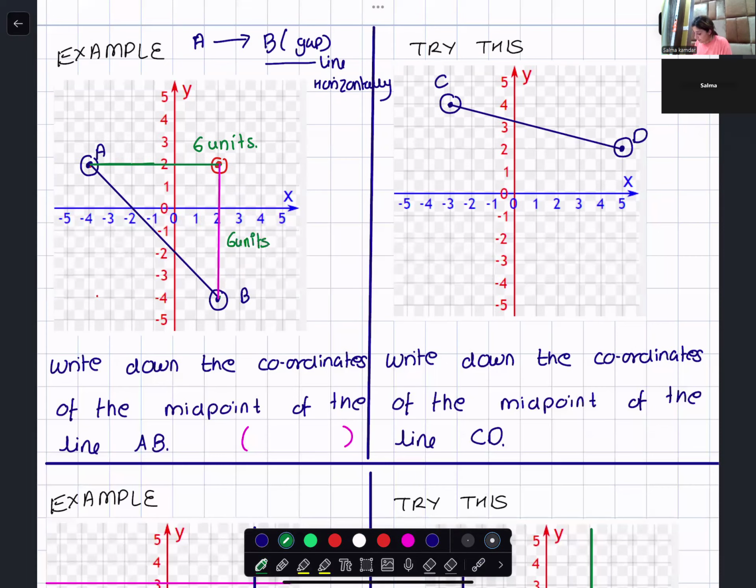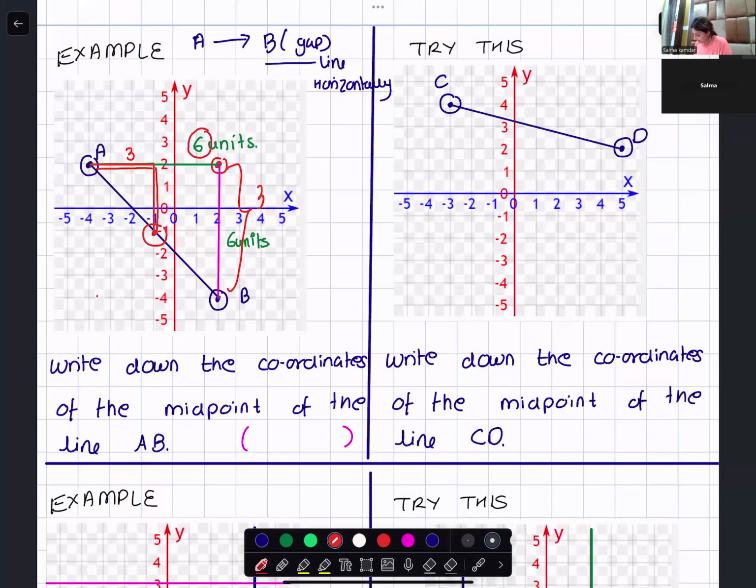Now for the x coordinate, I need to see the midpoint. Half of 6 is 3. So it will be 1, 2, and 3. It will be over here. And half of this is also 3. So it will be 1, 2, and 3. It will be over here. Half of the horizontal line is 3. Half of the vertical line is 3. So this will be my midpoint.